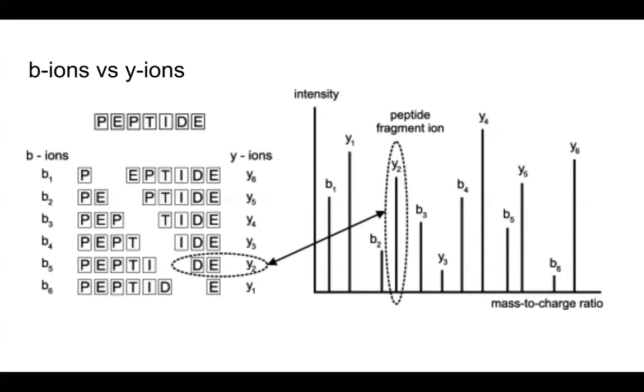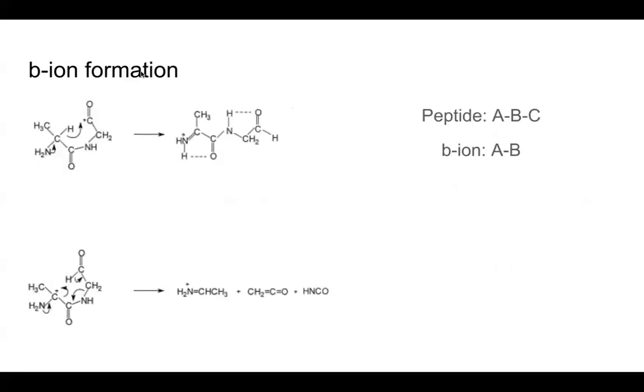The Y ions naman are formed from the C-terminal end of the peptide sa kabilang dulo. Y ions result from the same cleavage of the peptide bond, but they include the amino acids from the C-terminal end back to the N-terminal end. So parang magkabaliktad lang sila, no? So let's look at how B ion formation happens.